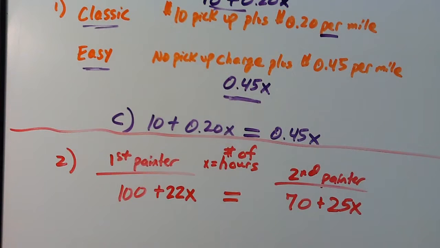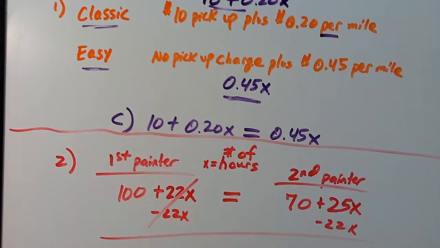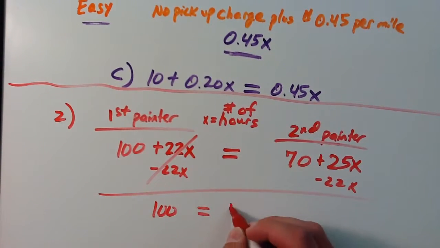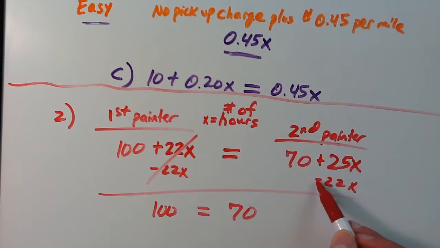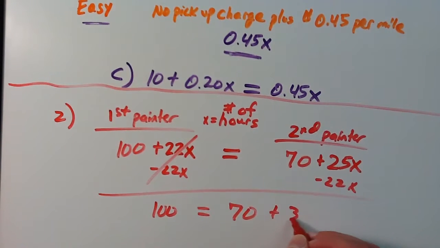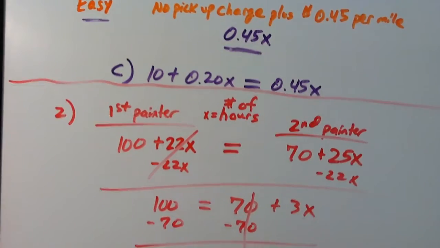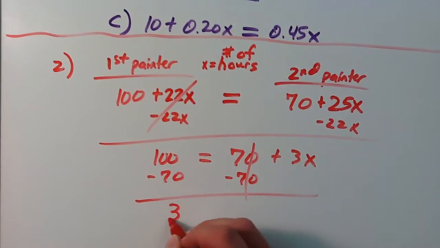I do not have like terms, so I need to get my variable on one side. Let's get it on the right side so that the x term will be positive. So I'm going to subtract 22x from both sides, so those 22x's cancel. So I'm left with 100 is equal to 70 plus 3x, since 25x minus 22x is positive 3x. Since my variable's on the right side, get this number on the other side by subtracting 70, so that those 70's cancel. 100 minus 70 is 30.